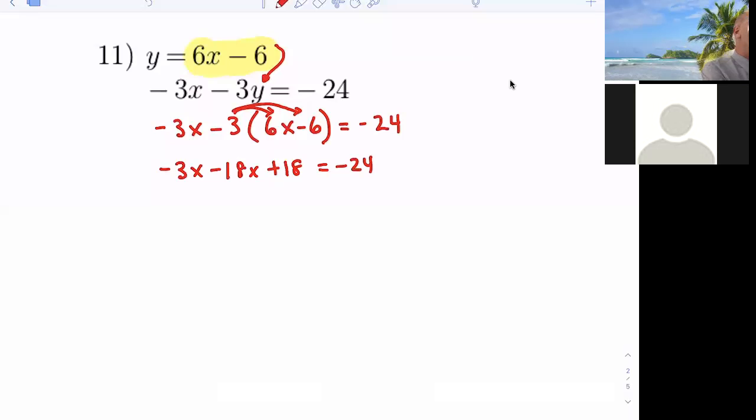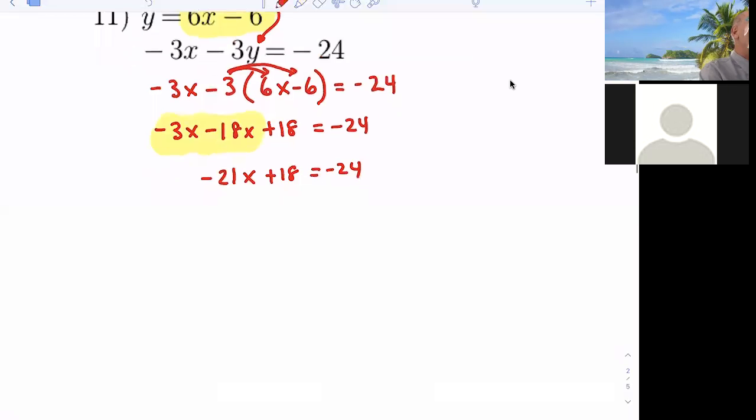Now, from there, we're combining terms. I think that's the best way. This is -21x plus 18 equals -24. Minus 18. Now I'm subtracting 18. -21x equals -42. And so x equals 2. X equals 2.